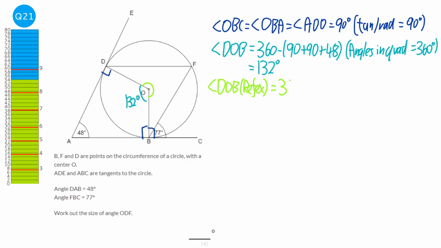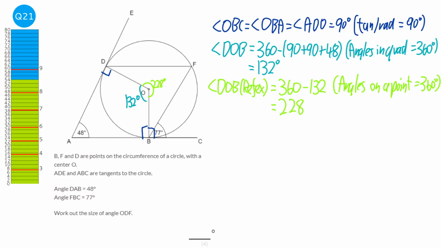And to work this one out, we just do 360, take away 132. And the reason for that is angles on a point equal 360 degrees. And so we're going to do 360, take away 132, which is 228. So this is 228 degrees.